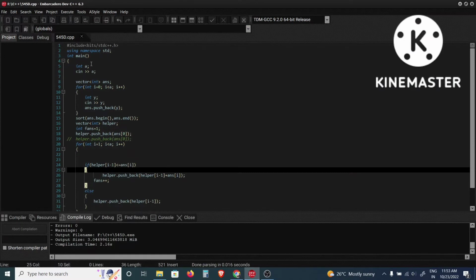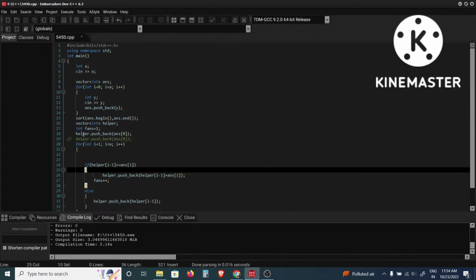So basically the first number is for taking the number of inputs, which will be the number of elements in your array. Then this is a vector where you will store the waiting time of each person. After that you will sort this array so that the person with the lesser waiting time comes first and the person with the greater waiting time comes at the last. Then this is the final answer, FANS. I initialize it with 1 because the first person will always be not disappointed. So this is the logic for initializing with 1.